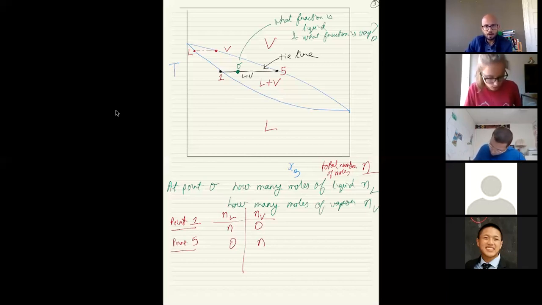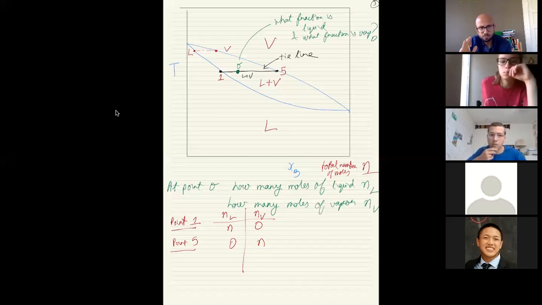We want to figure out how it looks in the middle. So as you move from 1 to 5, you know the number of moles of liquid are going to go down and the number of moles of vapor are going to go up. It would be wonderful if you could write down an expression that tells us precisely how they will go up and how they will go down.